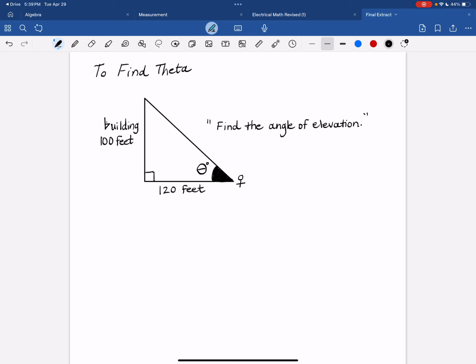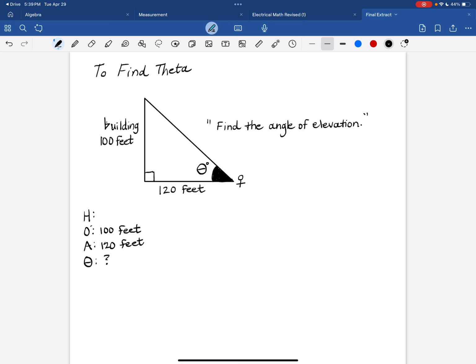The first thing that I would do is set up my HOA theta scaffold. We don't know hypotenuse. We don't need to know it. We know that opposite theta is our building. That's 100 feet. And we know that adjacent to theta is the shadow. That is 120 feet. And we want to know theta.